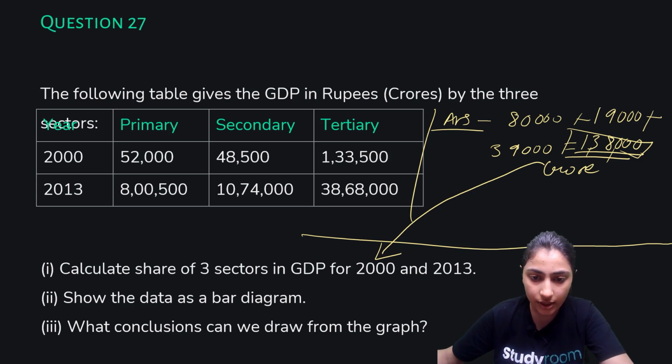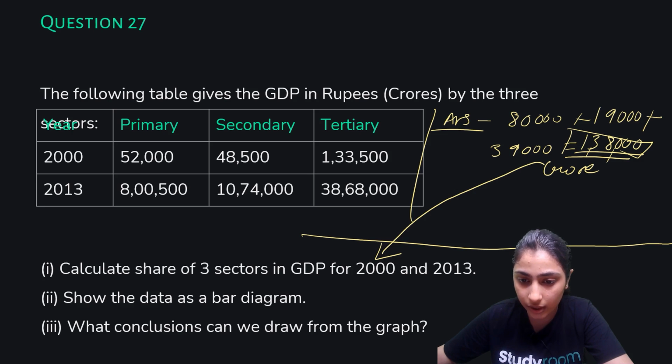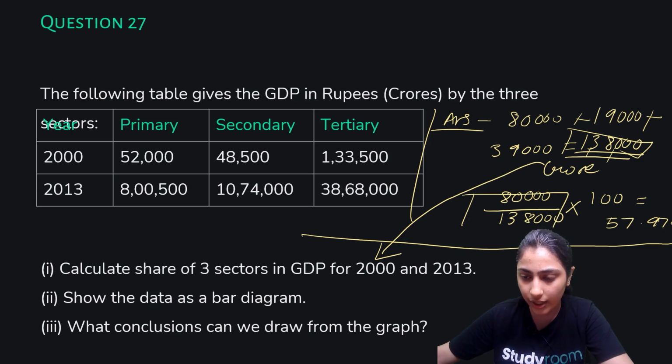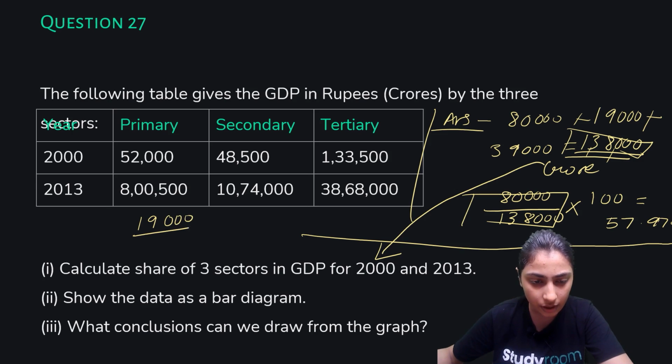Now, we also have to calculate the share. Since this is our answer, one by one we do it like this. For example, this divided by our total, 138,000, multiplied by 100. The answer will be somewhat 57.97%. Similarly, you have to take out the answer for the rest, for secondary and for tertiary as well, in the same way. You just divide by 1,38,000 and multiply by 100. Let me do it here: 19,001 divided by 138,000, and then multiplied by 100.